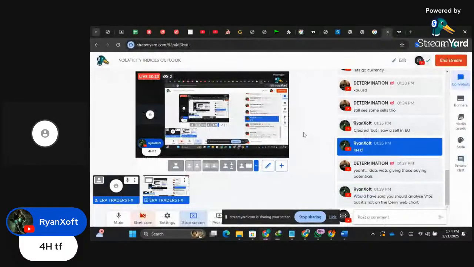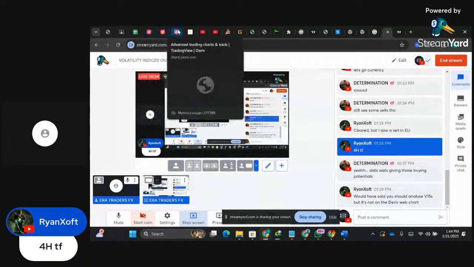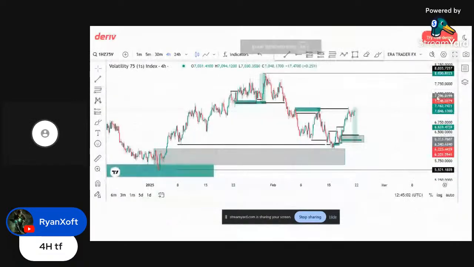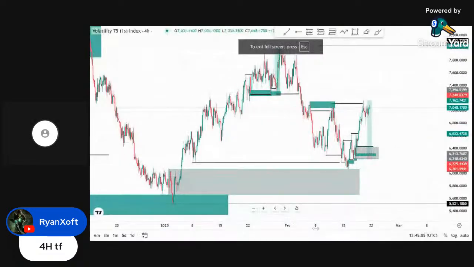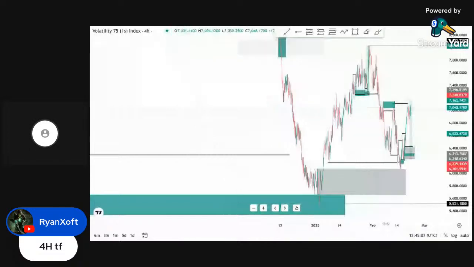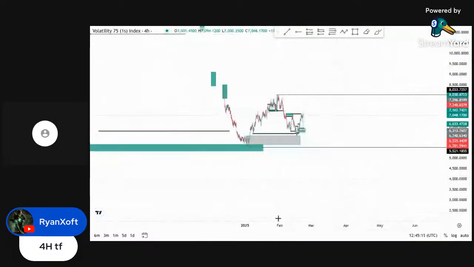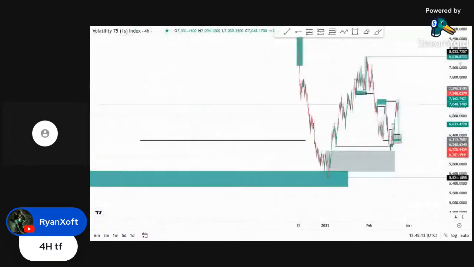All right. See what I want us to do now. For those of us that are here, the pair that I'm currently waiting for is V751S. This is the setup. I'm looking for a buy because of this.